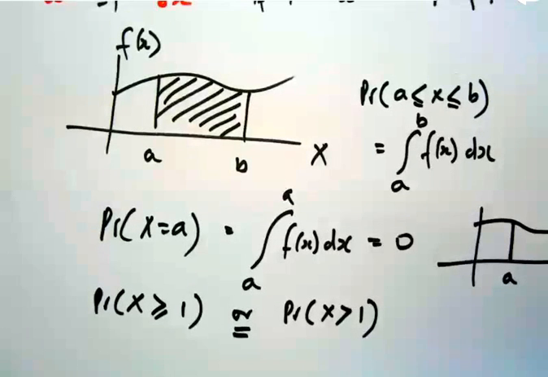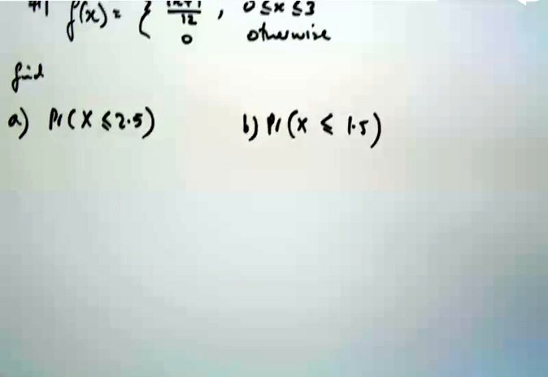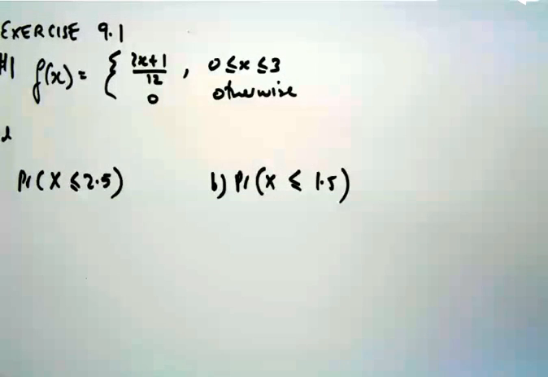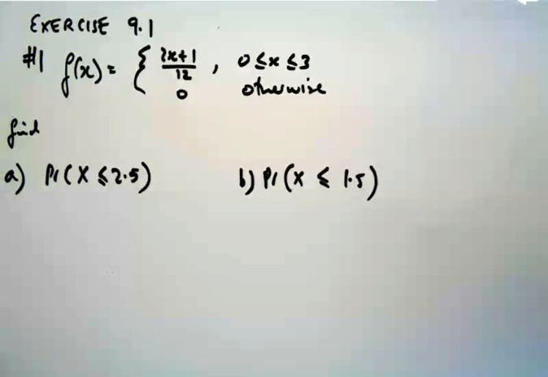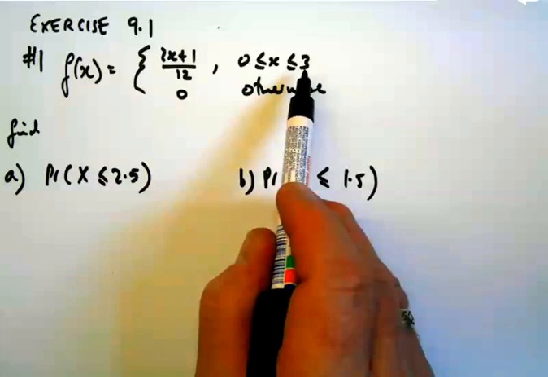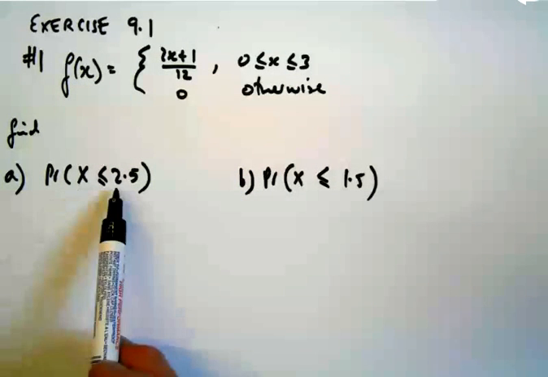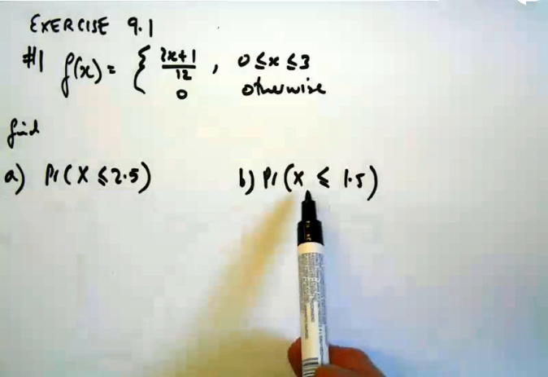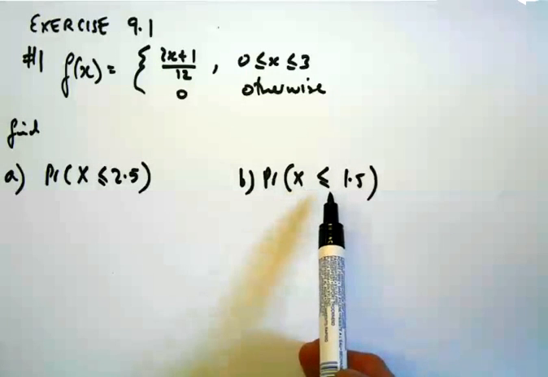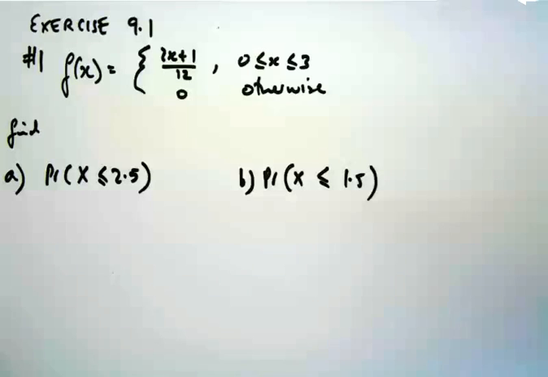What does that look like in the set questions? Okay, in set 9.1, question 1, f of x is defined as 2x plus 1 over 12 from 0 to 3 and 0 otherwise. And I need to find the probability that x is less than or equal to 2.5, x is less than or equal to 1.5, and there's a part C and a part D. I'd like to think a little bit about this probability distribution. It's only drawn from 0 to 3.